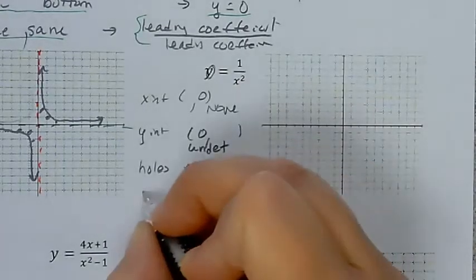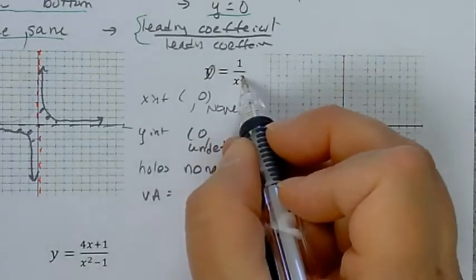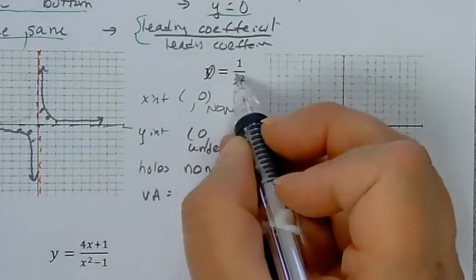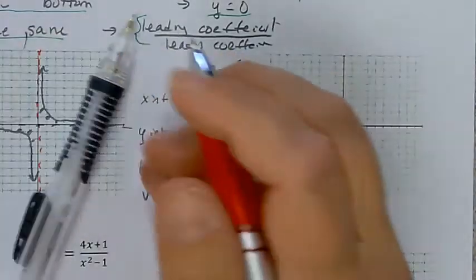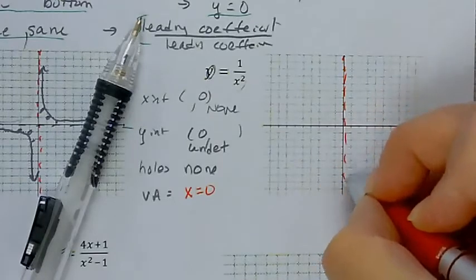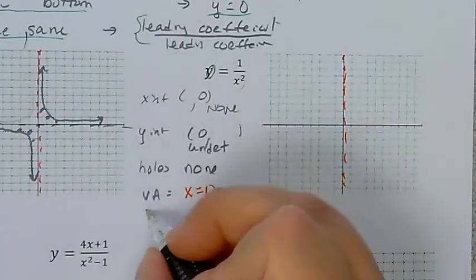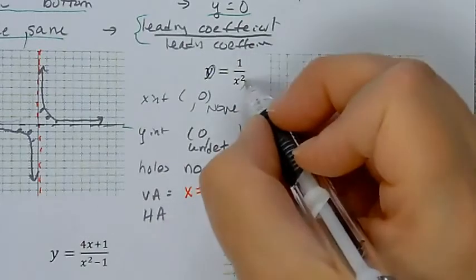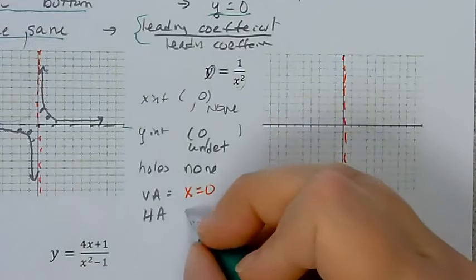Vertical asymptote is the value that would make this thing undefined. And what would make this undefined is putting a 0 on the bottom. So I have a vertical asymptote, once again, at x equals 0. Horizontal asymptote. This is x squared on the bottom, x to the 0 on the top. So the horizontal asymptote is also at y equals 0.